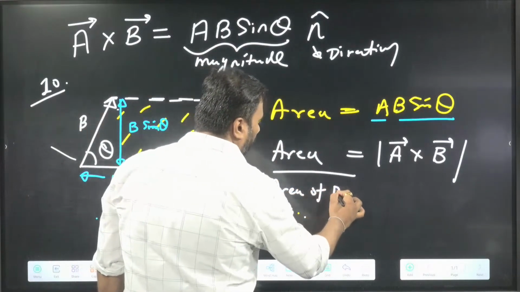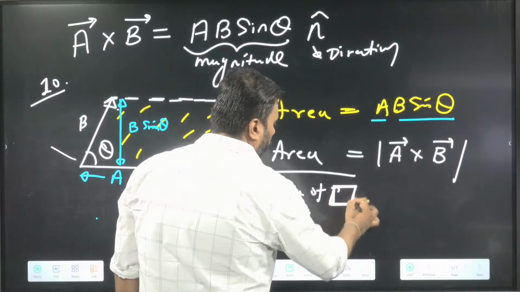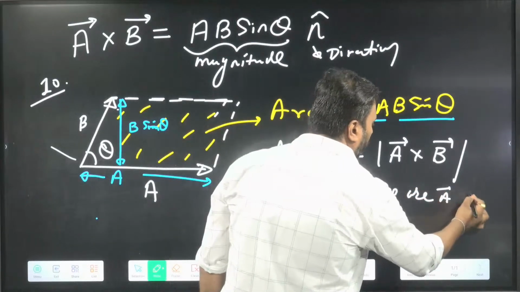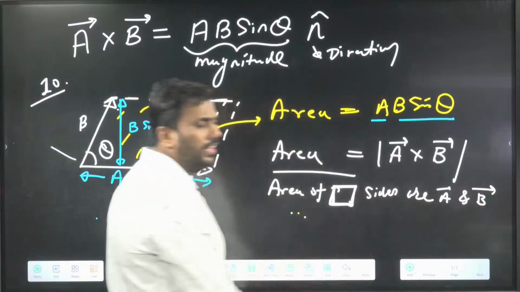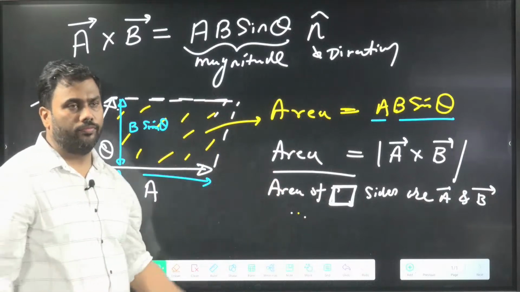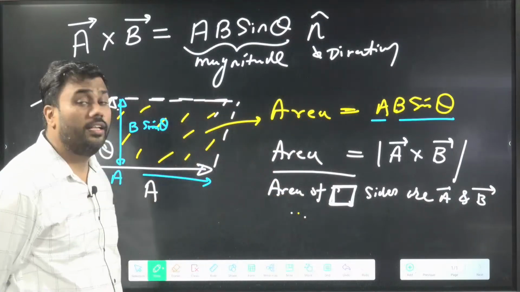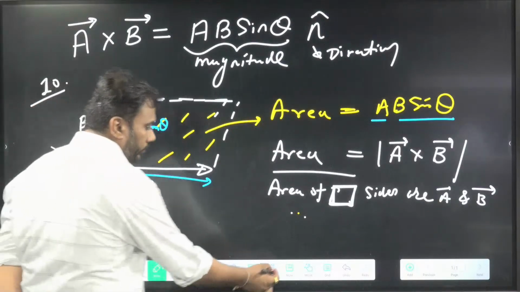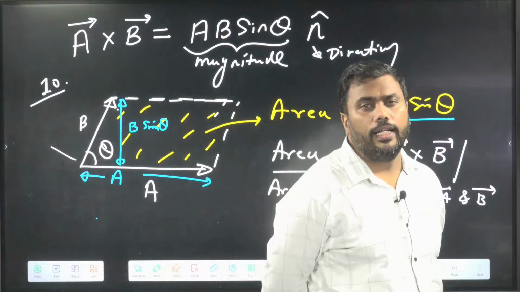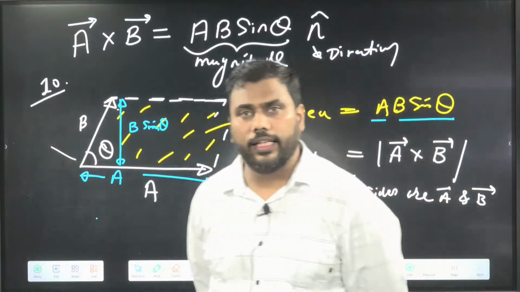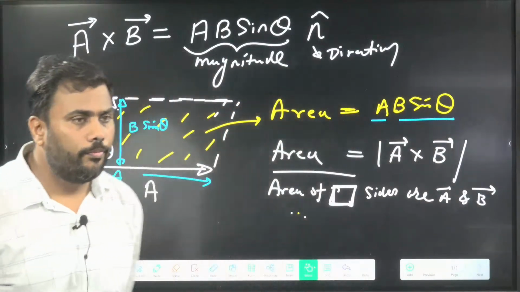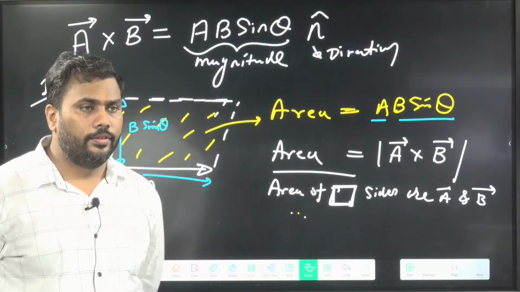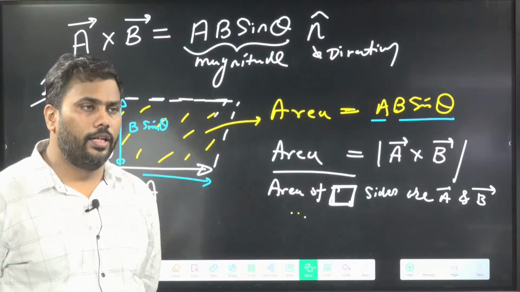The area of a parallelogram whose sides are the A vector and B vector can be found by the magnitude of the cross product of A and B. It is a simple formula. Is this clear? Everyone is getting this? Area of parallelogram, clear. Very good.